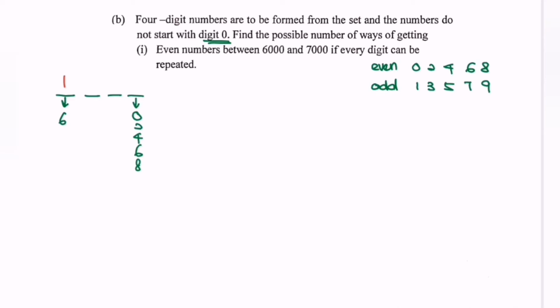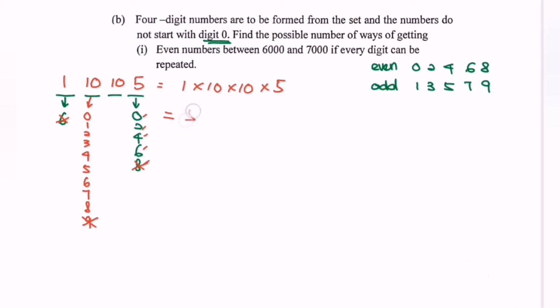Continue. Next we have the situation 0, 2, 4, 6 and 8, where we have 5 selections. Let's say 6 and 8 has been selected. For this part, remember every digit can be repeated. So we have 0, 1, 2, 3, 4, 5, 6, 7, 8 and 9. How many selections do we get? We get 10 selections. Let's say 9 has been selected, but remember every digit can be repeated, so again we will have 10. So we write 1 multiplied by 10, multiplied by 10 and by 5. If we press the calculator we will have 500 numbers.